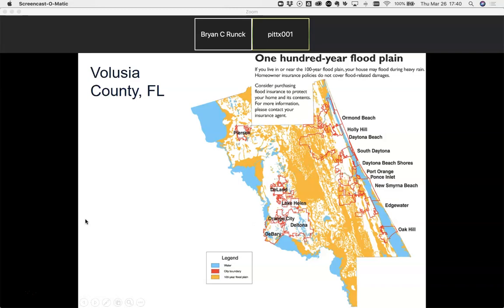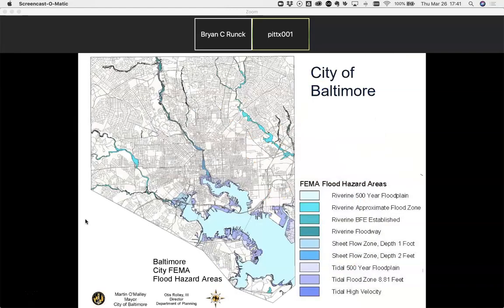You can see that this often happens in various communities. Some of the communities, for example, Daytona Beach, this community here, has a significant portion of its jurisdiction that is outside of the 100-year floodplain, but roughly a half to 2/3 of the municipality is within the 100-year floodplain. On the other hand, some of the other communities have almost no areas within the 100-year floodplain. This is the city of Baltimore.